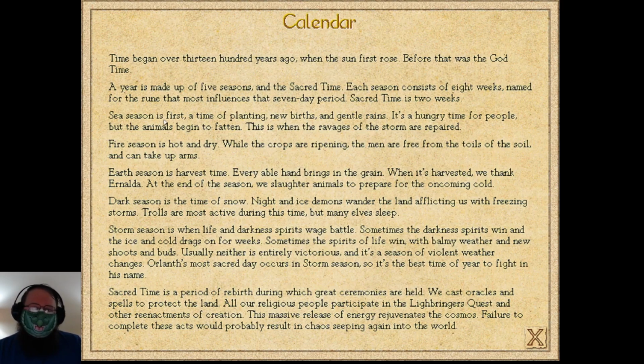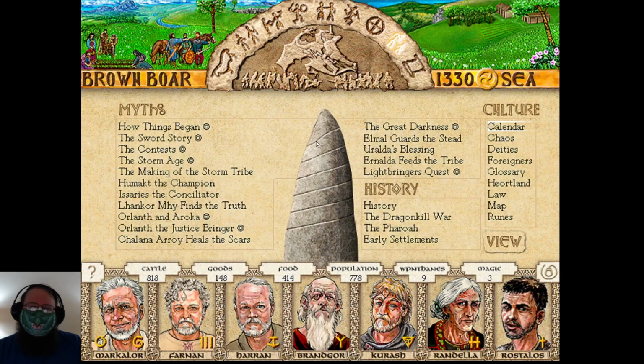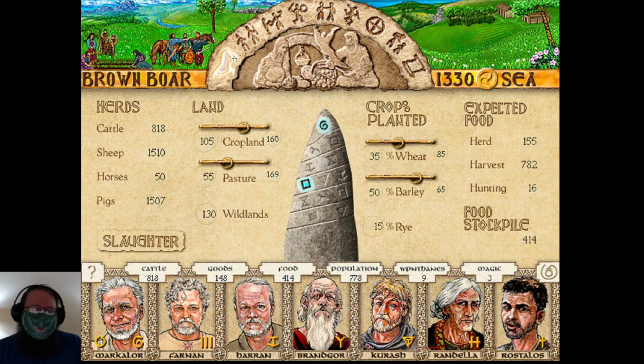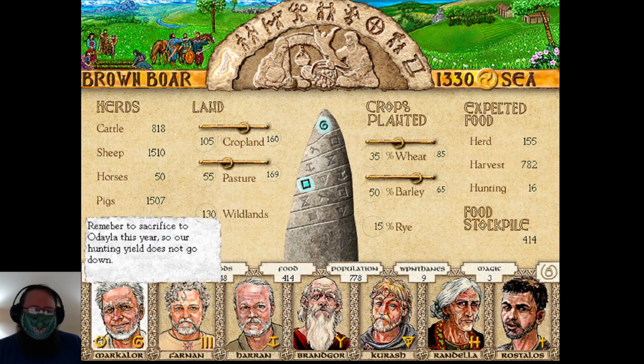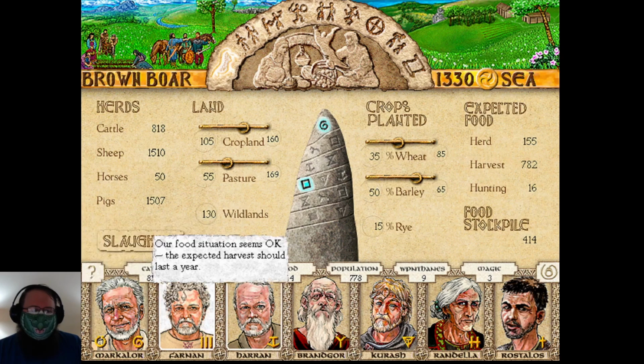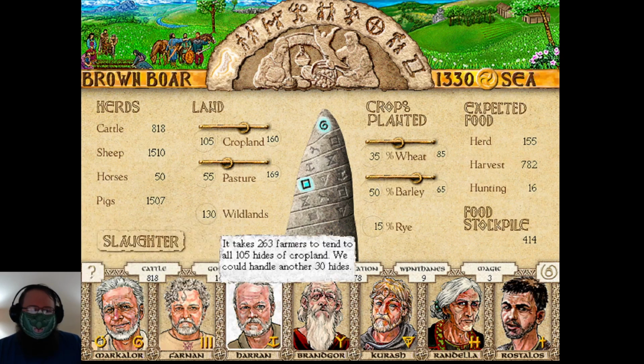But yeah, this is very much important. So this is the planting season, which I should have realized because it's the first. So we want to keep around home base so our hunting yields do not go down. Food situation seems okay.